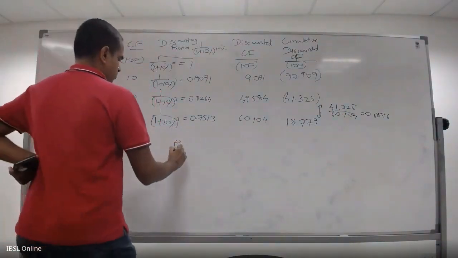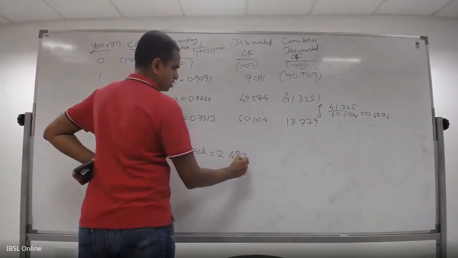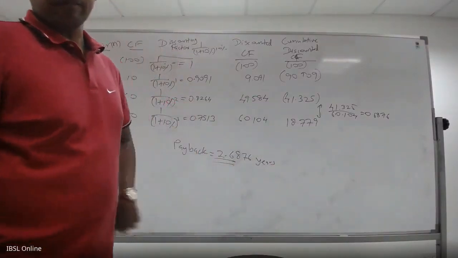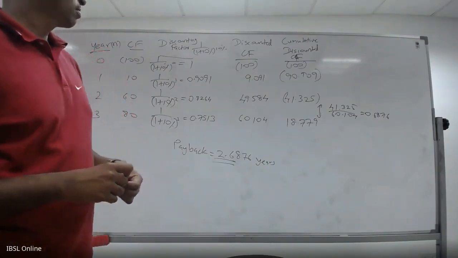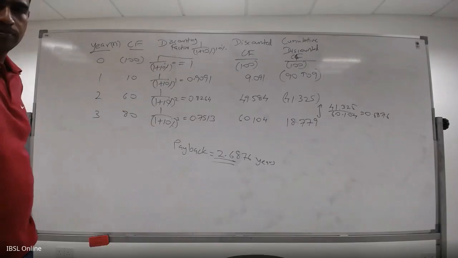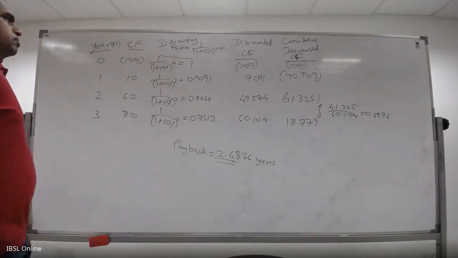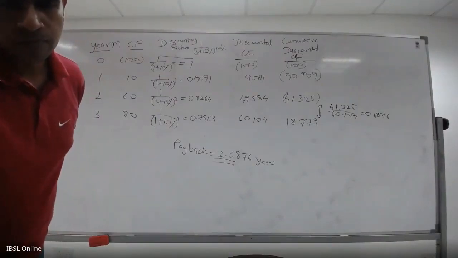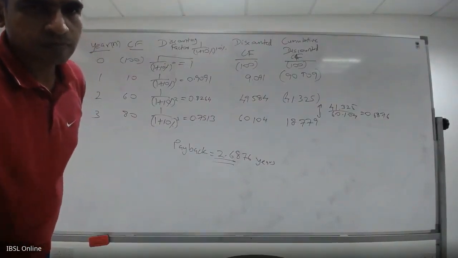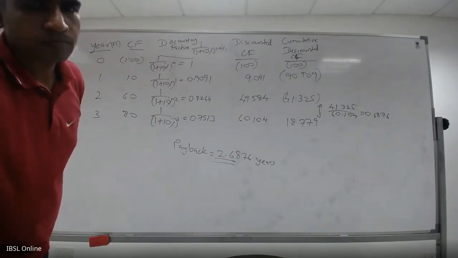So payback is 2.6876 years. Right, so that's project A.